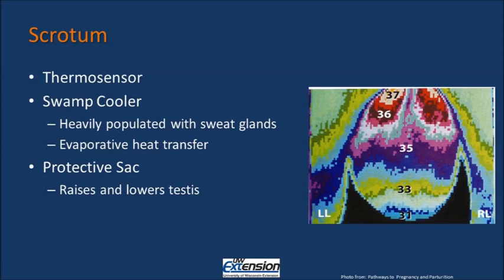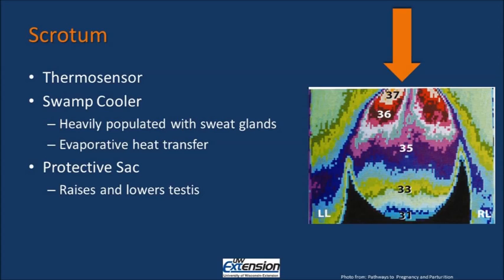The last function of the scrotum is to act as a protective sac. This sac keeps the testes safe from injury. It also raises and lowers the testis depending on body temperature. So when the animal is hot, the scrotum is lowered, allowing the testes to move farther from the body. During periods of cold temperature, when the testicles are cold, the scrotum holds the testes up close to the body, making sure that they can efficiently be warmed by the body temperature.